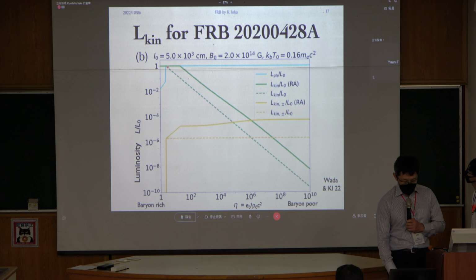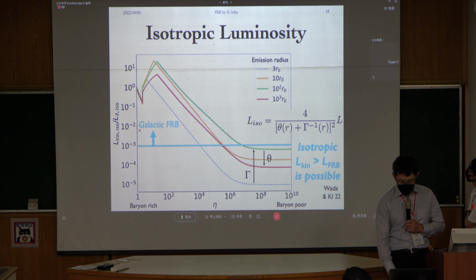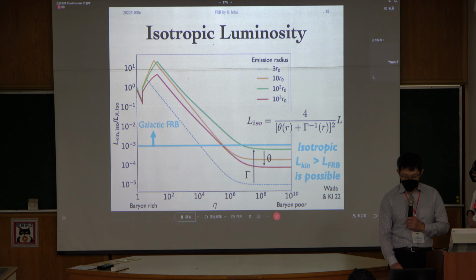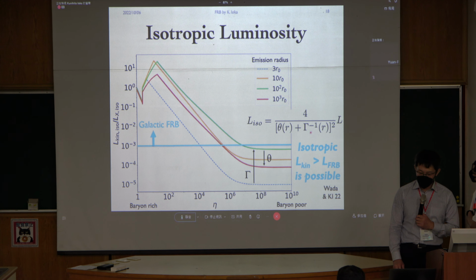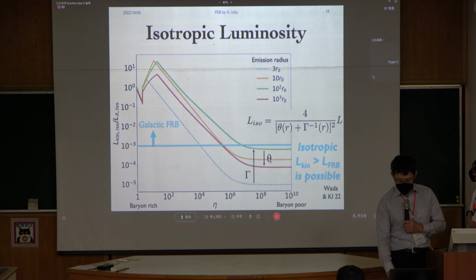And this is the true luminosity, and the isotropic luminosity is the observed luminosity, and this should be corrected by the opening angle of the fireball and the Lorentz factor of the relativistic beaming of the fireball. By considering that, the behavior is a bit complicated depending on the emission radius. The relativistic beaming effect can increase the isotropic luminosity, and if theta becomes large at large radius, then the isotropic luminosity becomes smaller.